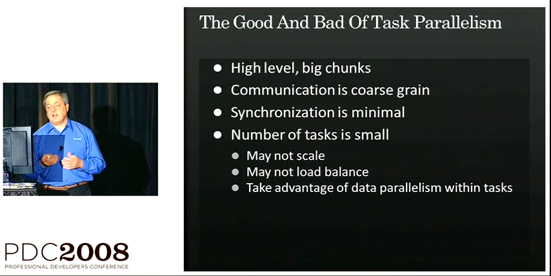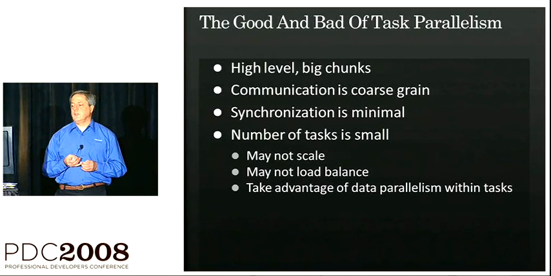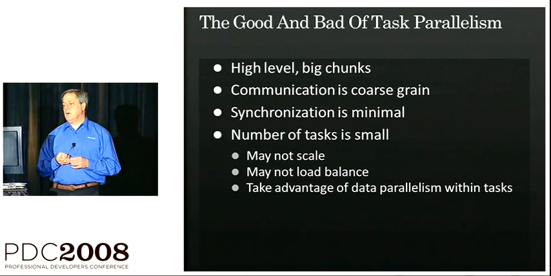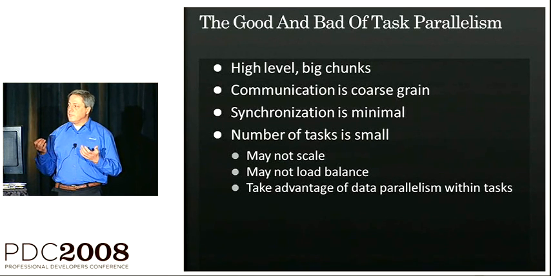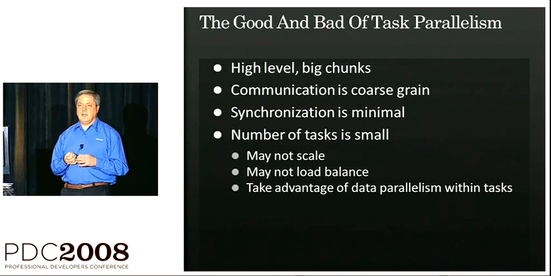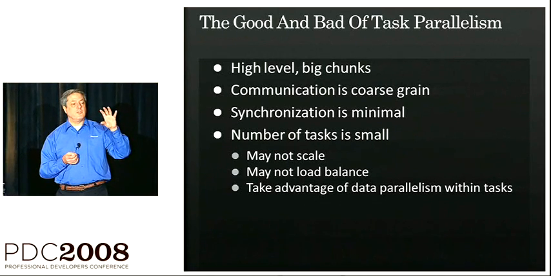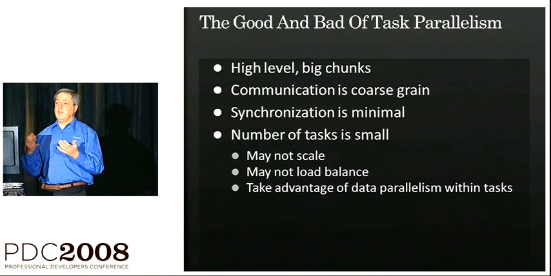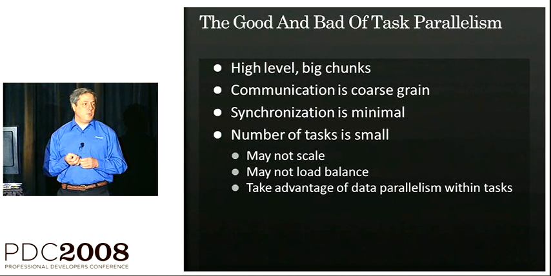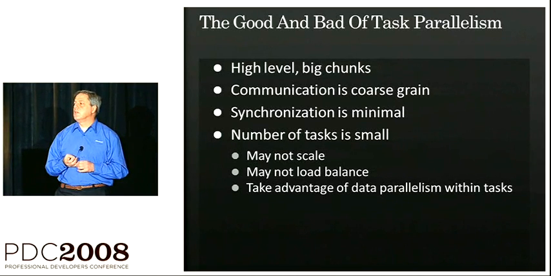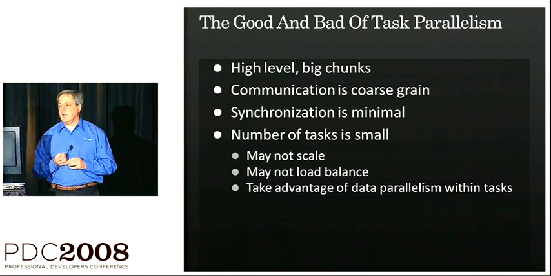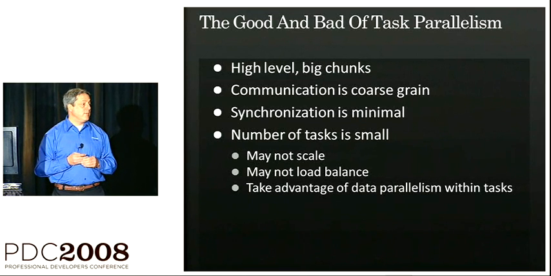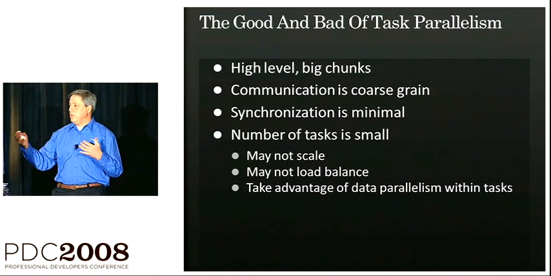The downside of that, though, is that I do have a small number of tasks, right? So this may not scale very well, and may not load balance very well. So it's probably the case that I'll need not only to program or design at that top level in terms of tasks, but I'll have to break down each of those large tasks either into a large number of subtasks, or maybe exploit the data parallelism within each one of those tasks. So task parallelism is great. I like it. I've used it, but it does tend to limit the number of things that I can do concurrently, and therefore limit the scalability I might have.